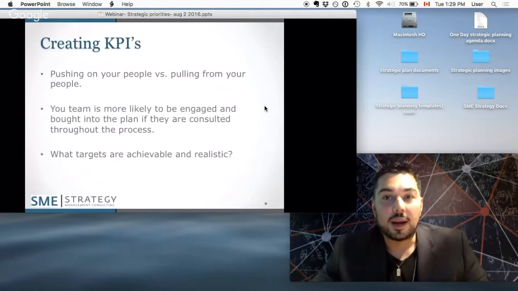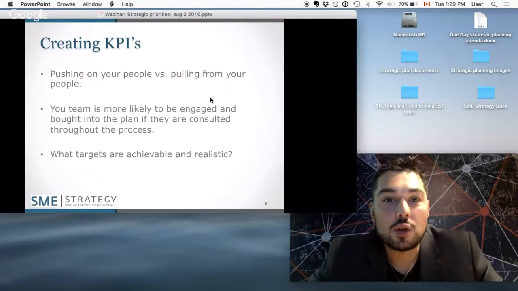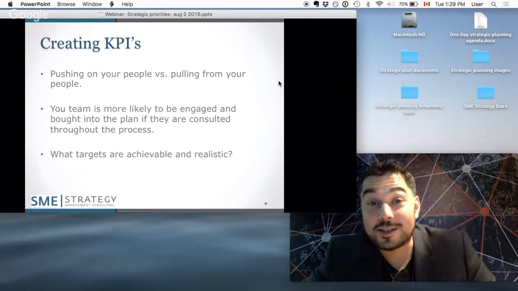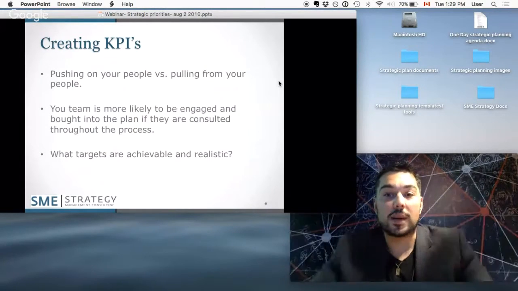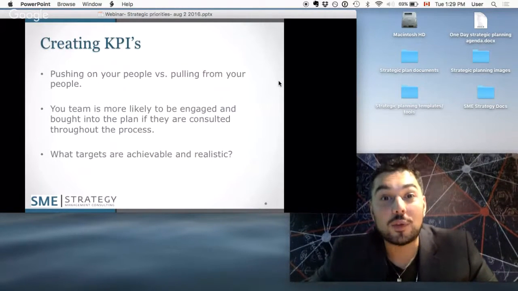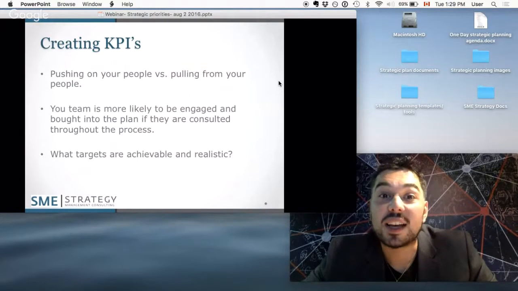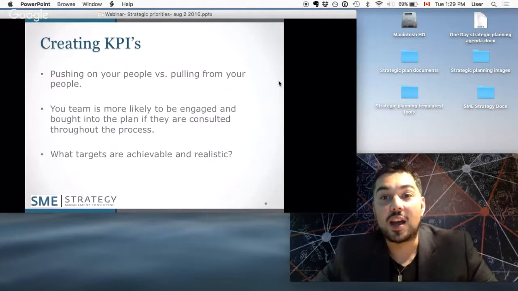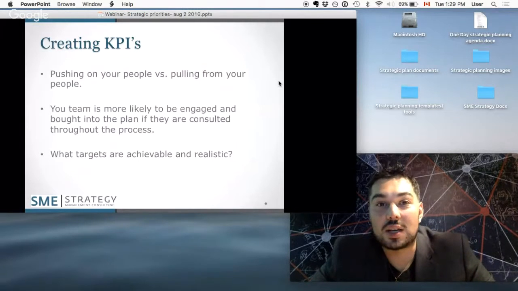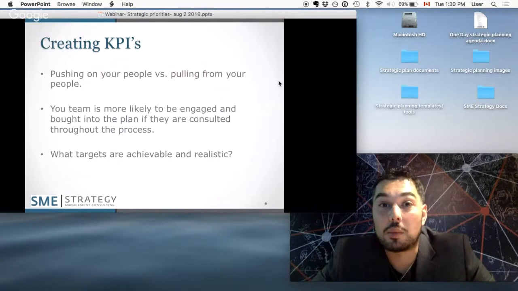So another note on KPIs. When you create these KPIs, again, we talk about pulling it from your people, you have two choices as a manager or as a leader. You can push this on your people and tell them, this is what you're doing and do it. Or you can pull it from your people to get realistic targets that they are on board to hitting. Versus saying, hey, I need you to do 100 sales calls per day. And they say, 100 sales calls is not realistic. I will be happy to do 50. And I will do 50 because I know that's achievable.